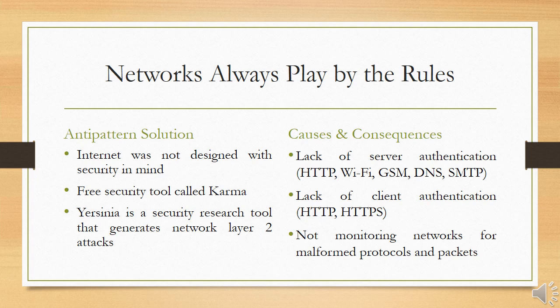For example, both Wi-Fi enabled laptops and Global System for Mobile Communications (GSM) cell phones accept any base station that knows the respective protocols. There is a free security tool called Karma that can turn any Wi-Fi enabled laptop into an imposter wireless access point, described as Internet in a box. Karma fools the laptops into sharing their cookies for major websites and other purposes.